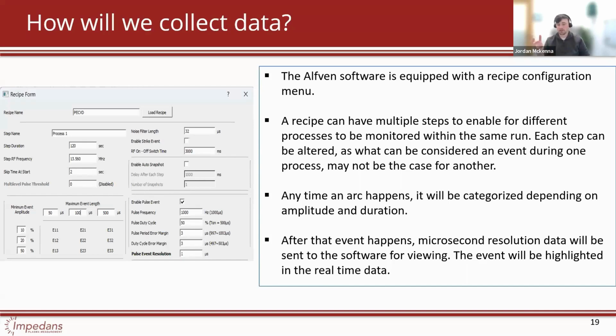After that event occurs, this microsecond resolution data will be sent to our software for viewing, and the event will be highlighted in the real-time data. If we have a quicker look at this array here, we have our event amplitude. Let's just take voltage, for example. If it changes by 10%, but only lasts about 50 microseconds, that's what we call an E11. But let's say we have something that lasts 500 microseconds and the voltage changed by 50%, then that's our E33, that may be our alarm shutdown.